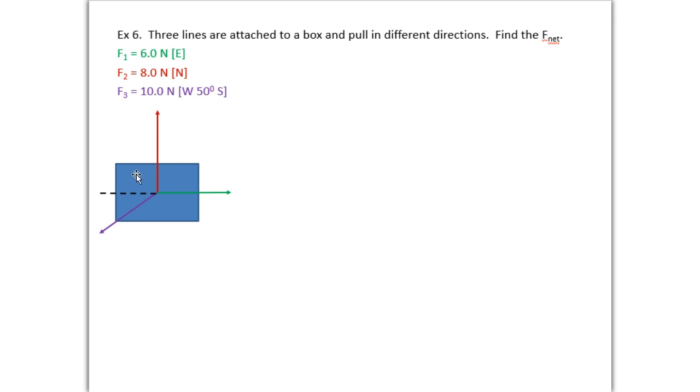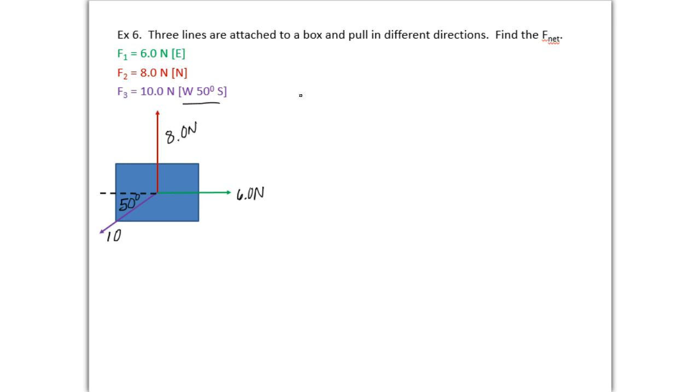So here's our box as shown. We have our force 1. So you draw your forces from the center of the object. So we have our 6 newtons east. We then have our force 2 and our force 3. And remember that's west, 50 degrees south. So the direction here's west, and you're going 50 degrees south, so the 50 would be here. And just let me write in the forces in newtons. And that was 10.